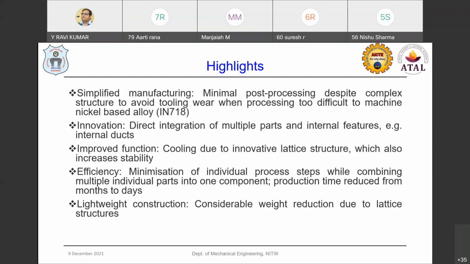And with that, the production time is going to be reduced from months to days when you are making such highly complex parts. And also the lightweight construction, because when we are using these lattice structures and topologically optimized structures, definitely there will be a reduction in the weight of the component. That is, the lightweight construction will have a considerable weight reduction due to the lattice structures and all.